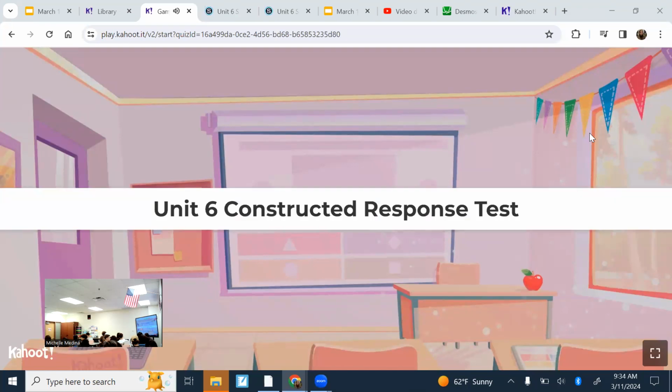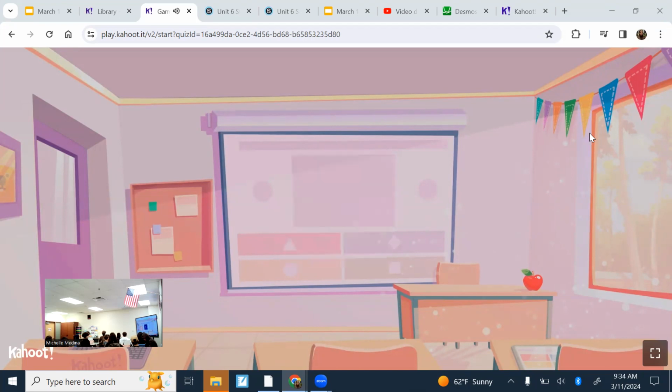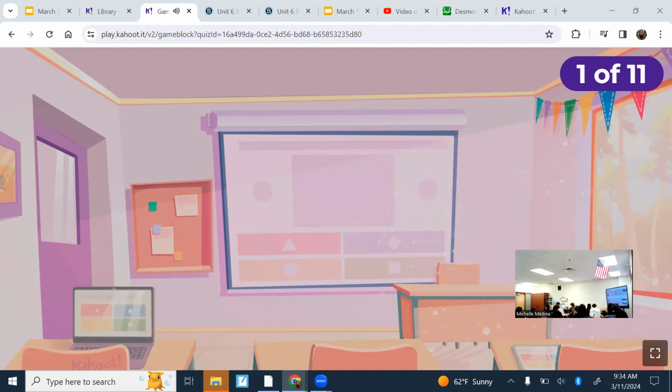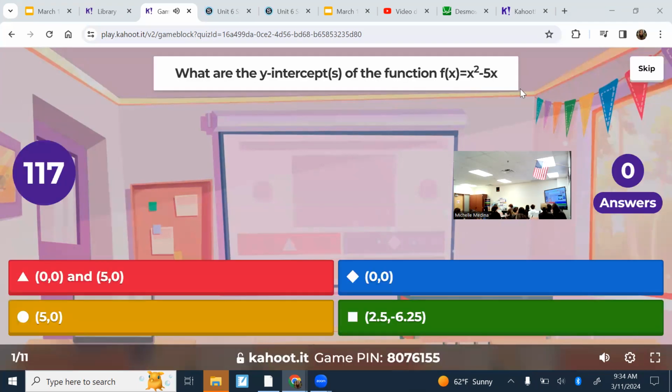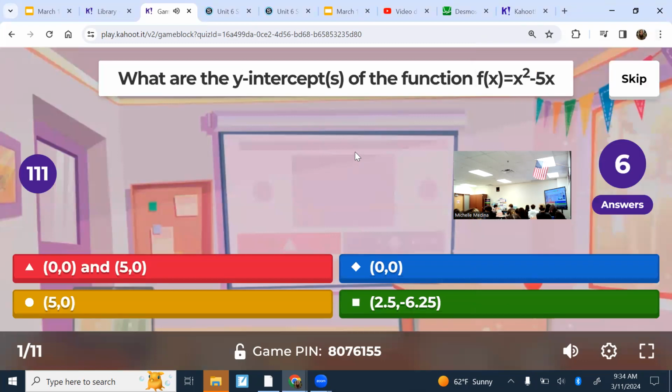Made to look like your constructed response test, but with different numbers. So what are the y-intercepts of this function, x squared minus 5x? What are the y-intercepts of this function?